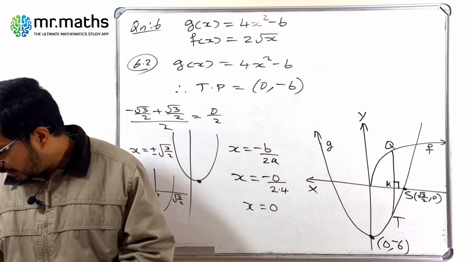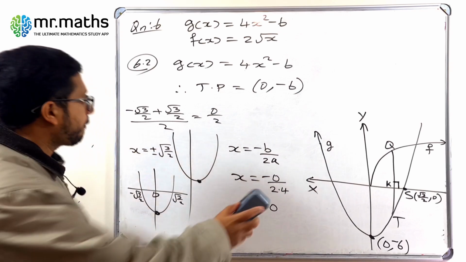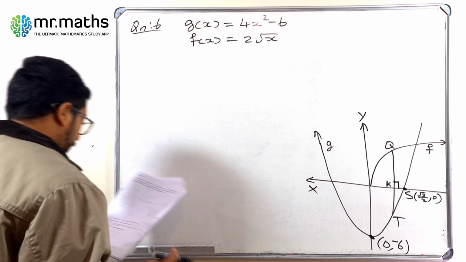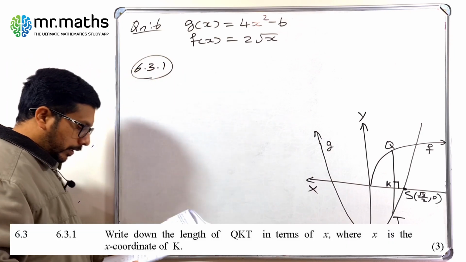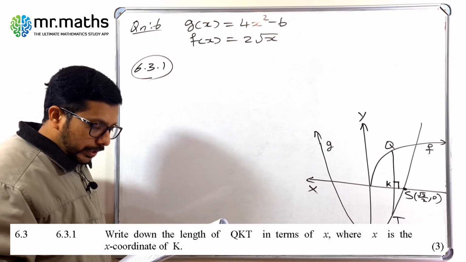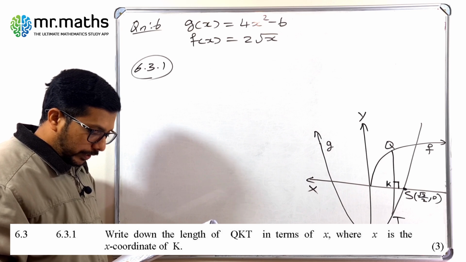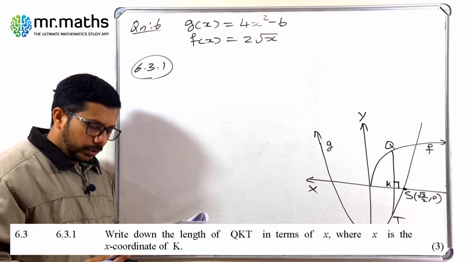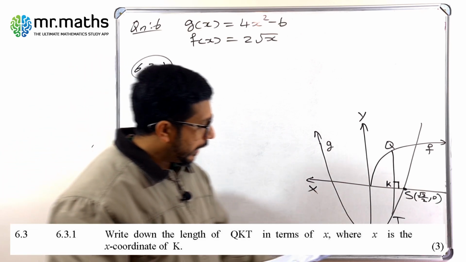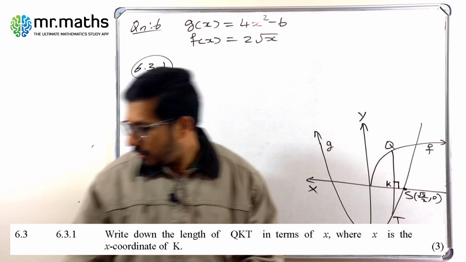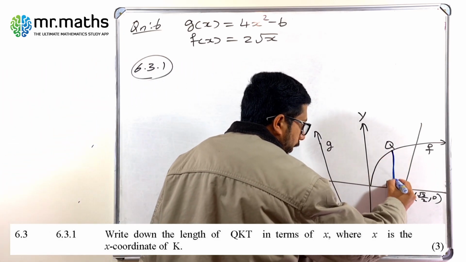So anyway, that's 6.2. Now let's go to 6.3.1. What is that question? Write down the length of QKT in terms of x, where x is the x coordinate of K. What is the meaning of that? You have to find the length of QKT, that means you have to find the length of this line.